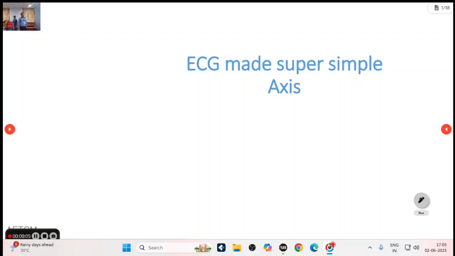Today let us discuss the axis of the ECG. You know that axis is not that important in ECG reading, but if you know about axis, it will be good. There are some rare conditions where axis may be useful.